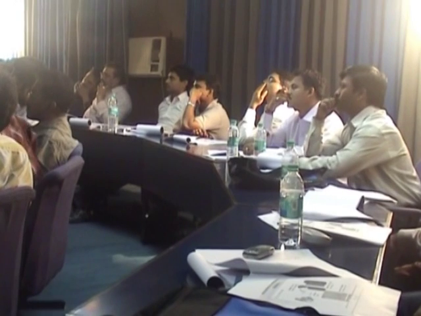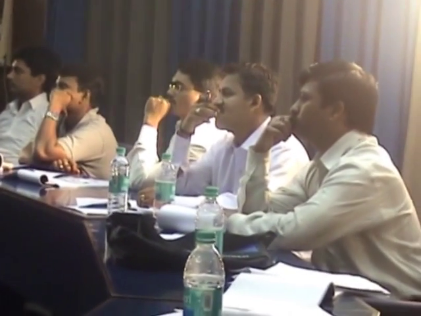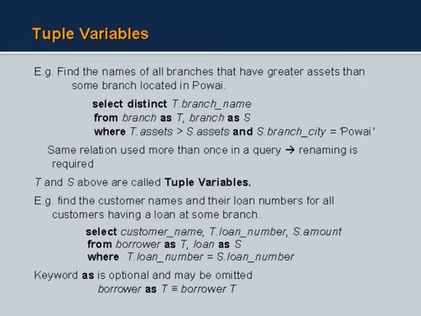You have to exclude Powai branches. If you have to exclude Powai branches, then what would you do? T dot branch city not equal to Powai. Correct. Yeah, you can add that. If you want to eliminate things which are in Powai, yes, you can say T dot branch city not equal to Powai.